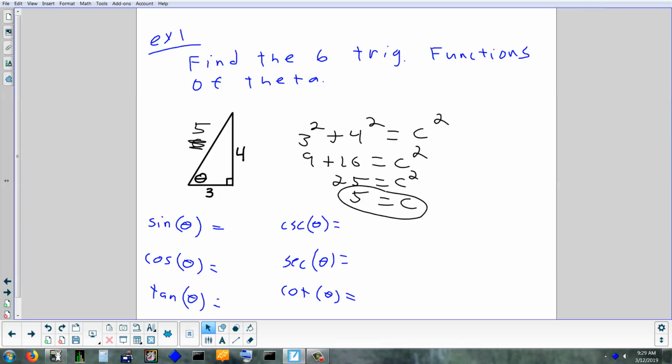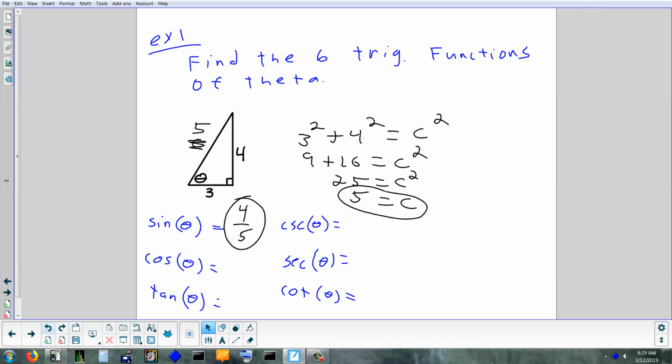The definition of sine. How about Caitlin? What's the definition of sine? Opposite over hypotenuse. Yep, opposite over hypotenuse. What side is opposite theta in this one? Yep, and what's the hypotenuse? And that's it. 4 over 5.